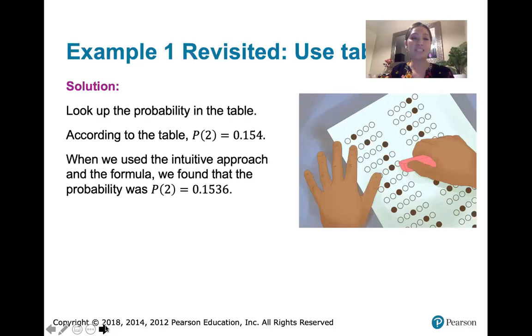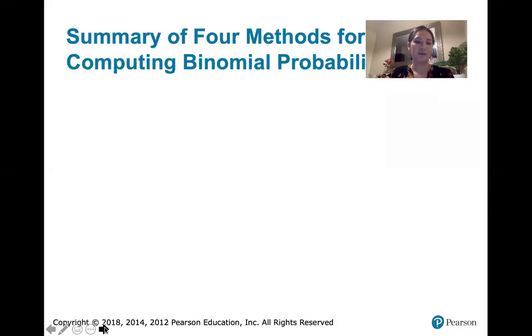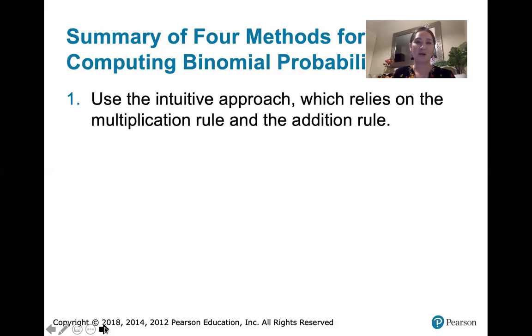Now remember, when we use the intuitive approach in the formula, we found that the probability of getting exactly 2 out of 4 correct was 0.1536. If I take this and round it to 3 decimal places, I get the probability that we saw in the table. So that was our 4th method of finding binomial probabilities. And I just wanted to recap all 4 of the methods.